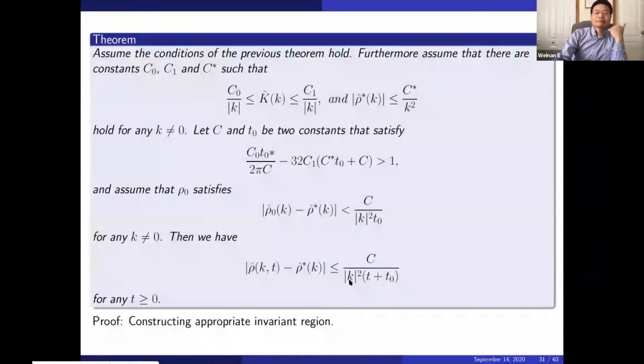The second theorem is a local theorem, which says that it's still in one dimension. It basically says that if your initial condition is close enough to the target distribution, this target distribution doesn't have to be uniform distribution, then your solution will converge with 1/t kind of a convergence rate. Okay, so this is proved by constructing invariant regions. So it's more general target distribution, but it's local.